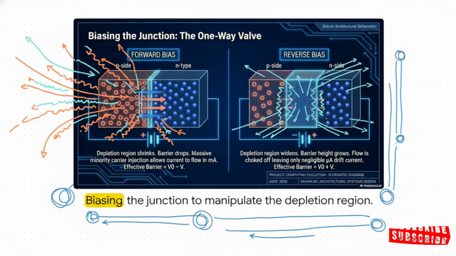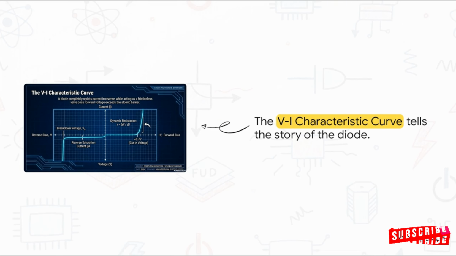But watch what happens in reverse bias. If we flip the battery around, we pull the carriers away from the junction. The barrier grows wider, and the flow of electricity is completely choked off. This single curve right here really tells the whole story of the diode. Look at the reverse bias side. The current stays flat at almost zero. It's acting like a perfect wall. But over in forward bias, once we exceed that tiny 0.7 volt atomic barrier, the curve just shoots straight up. The diode suddenly acts like a totally frictionless valve, letting current flow super easily. It is literally a one-way street for electricity.